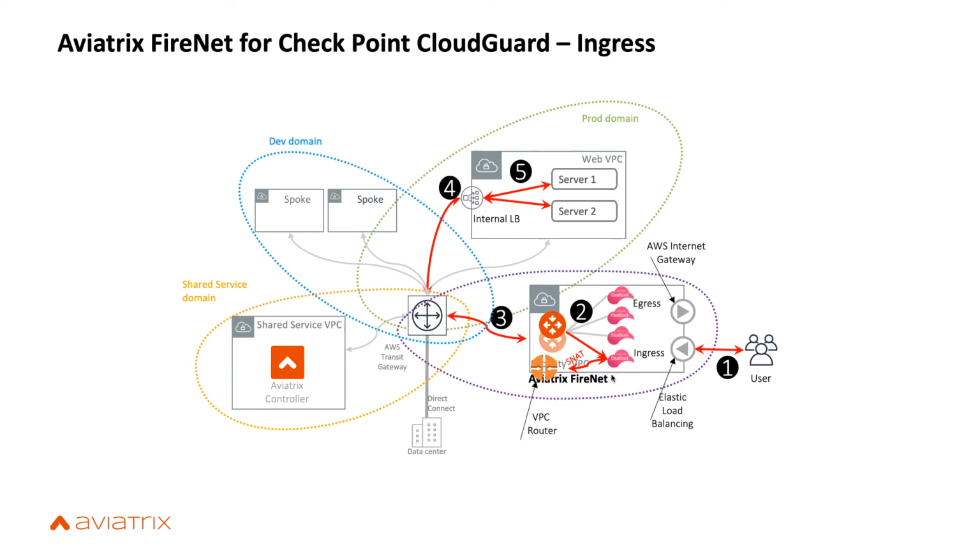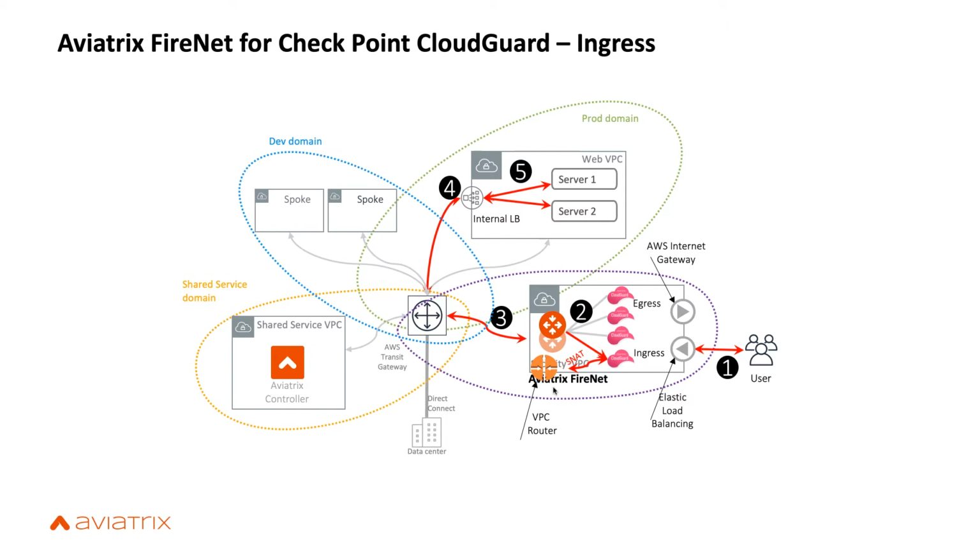The next hop is not going to be the Aviatrix gateways, but instead the local subnet router. After we pass the traffic to the transit gateway, we'll hit our internal load balancer, then to our final destination. Now the return traffic will follow the same path, except it will go to the Aviatrix gateway, then back to the firewall, eventually to the user.